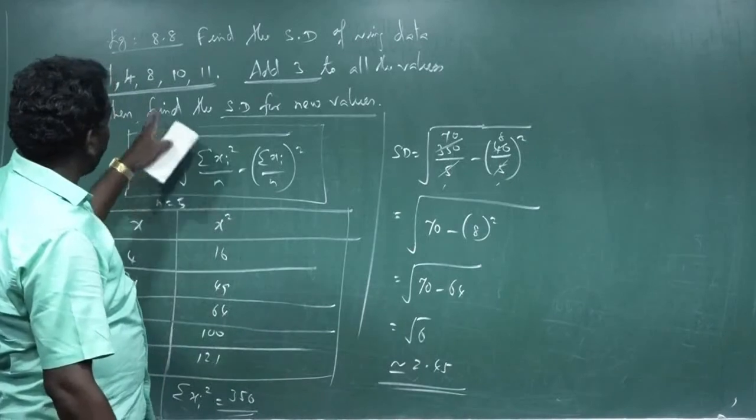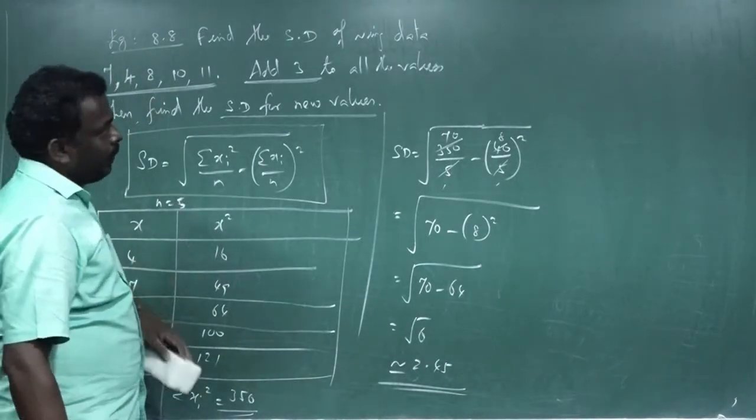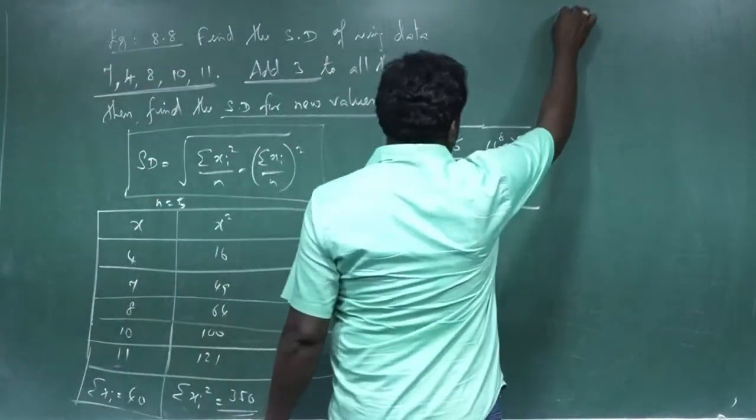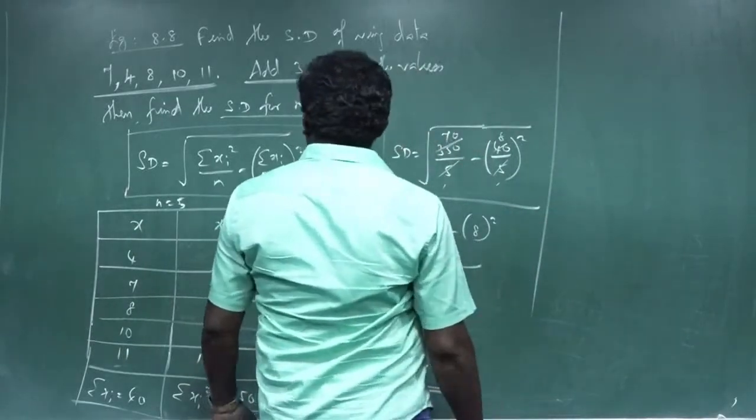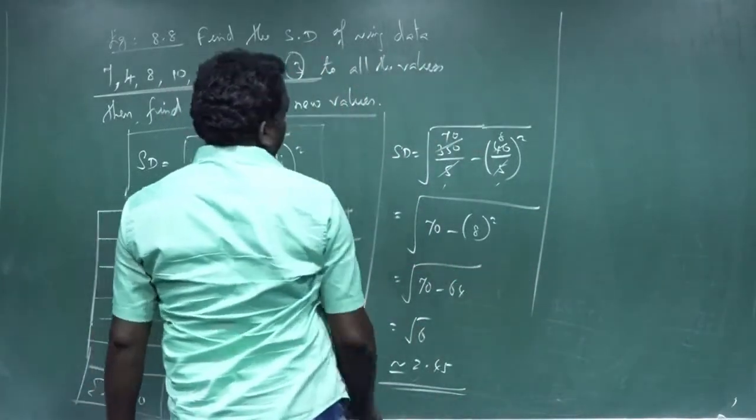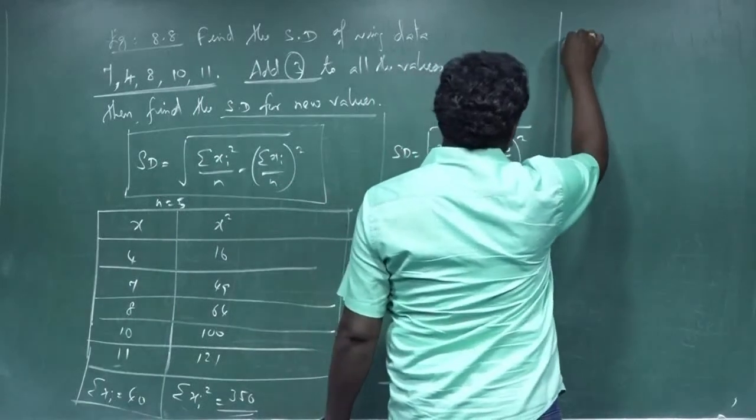That is the standard deviation for the given data. Now what we have to do is add 3 to every term. So now let's find the new standard deviation.